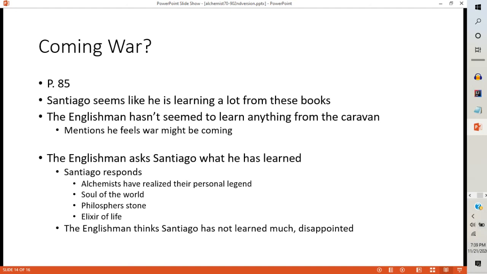But I think, give Santiago some credit. He came into this not knowing much about alchemy, and he's reading about the Emerald Tablet, Masterwork. I mean, this is all foreign language to him. Seems like he's come a long way, but still the Englishman's kind of holding him to this high bar, which I think might be a little bit unfair.